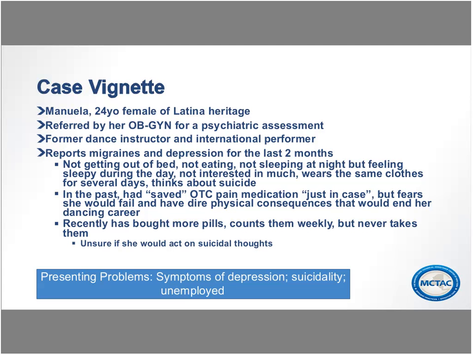And here, one of our first 5 Ps, we can see a couple of presenting problems are already apparent. There's some symptoms of depression, some suicidality, and there's an unemployment piece that might be causing her some distress in her personal life.